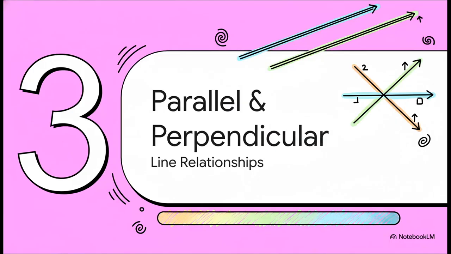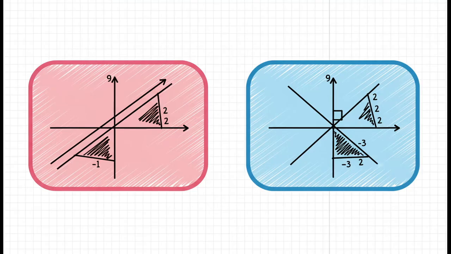All right, moving on to section 3. Lines don't just exist on their own, right? They have relationships with each other. And the entire story of that relationship, whether they're running together or crossing paths, it all comes down to their gradients. And the rules are actually beautifully simple. If two lines are parallel, they have the exact same gradient: m1 is equal to m2. They're like train tracks. They run alongside each other forever, but they never ever meet.